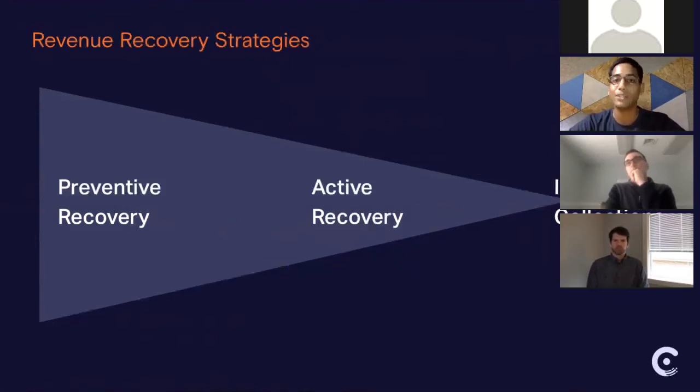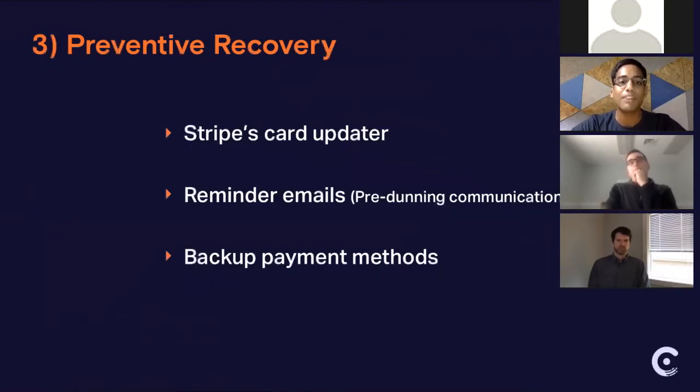And like you were saying, dunning emails are a great example of what you can do to actually recover a payment once it's failed. But post preventive and active recovery, once the failed payment is through, you can keep getting more efficient and ergonomic with improved collections, and we'll talk about that soon. But let's go through the sequence.